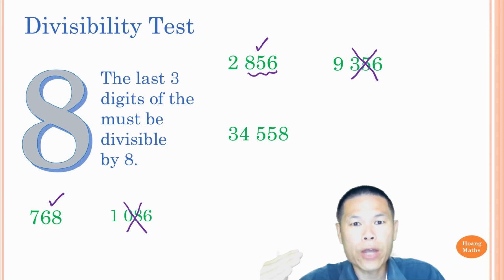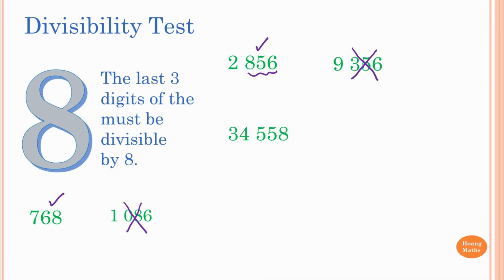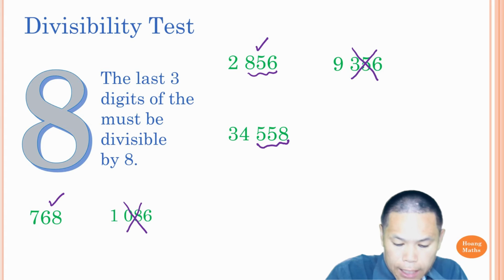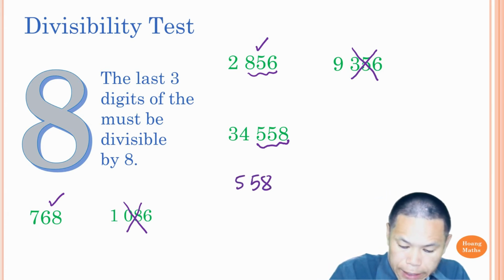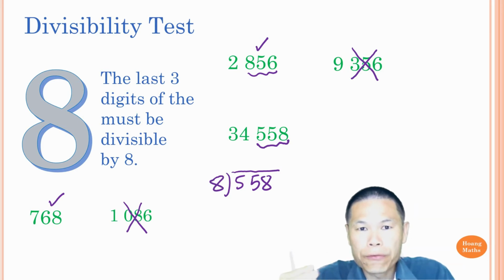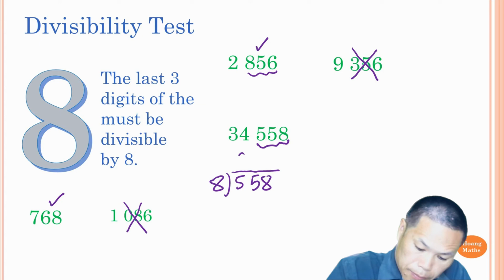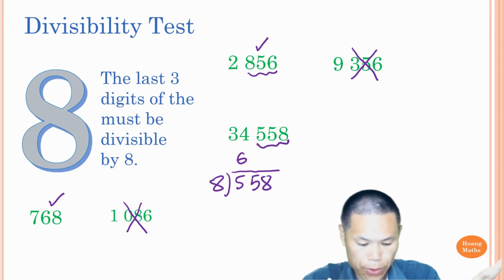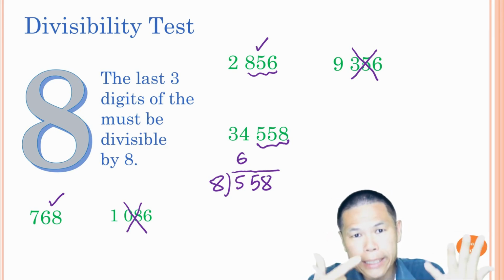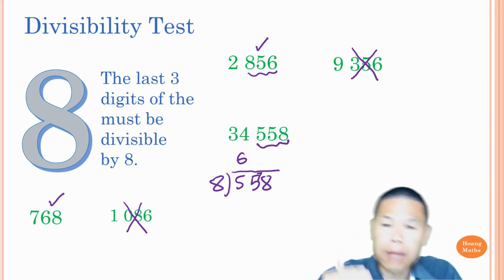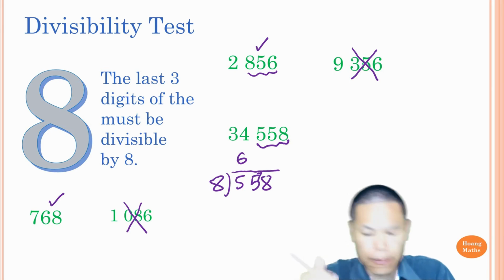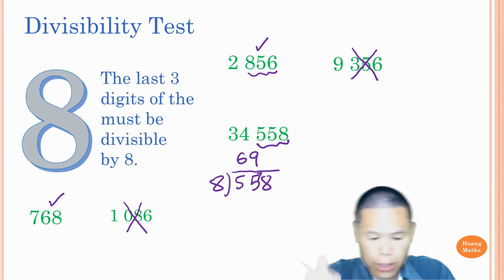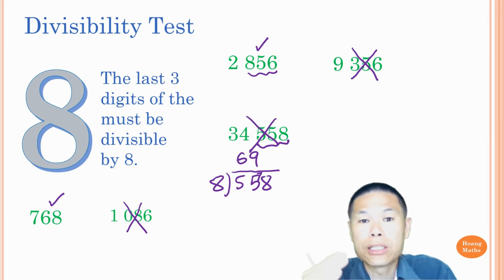Please pause the video and try this one yourself. Okay, let's see if you got it correct. The last 3 digits are 558, and we divide by 8. So 8 goes into 55 is 6 times, and 6 times 8 is 48. Then we go 49, 50, 51, 52, 53, 54, 55. So the remainder is 7. So we write 7 here. That becomes 78. And 8 goes into 78 is 9 times, because 9 times 8 is 72. So therefore the remainder is 6. So this number here is not divisible by 8.